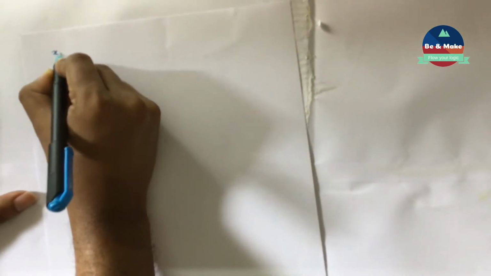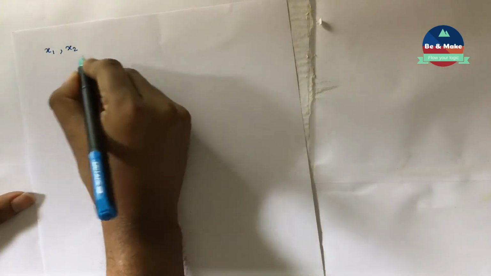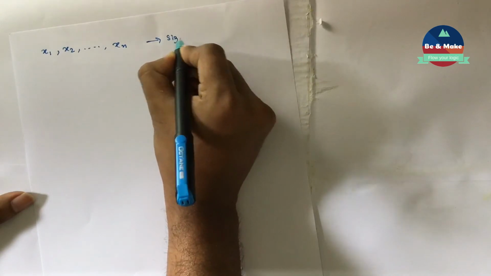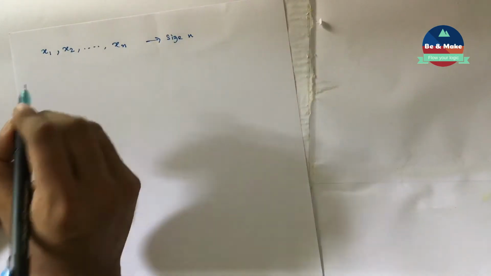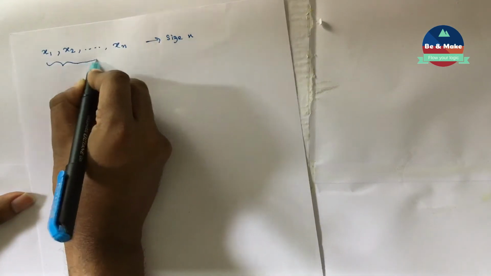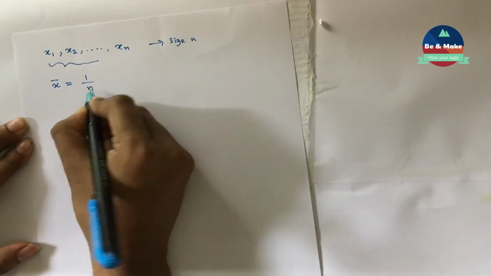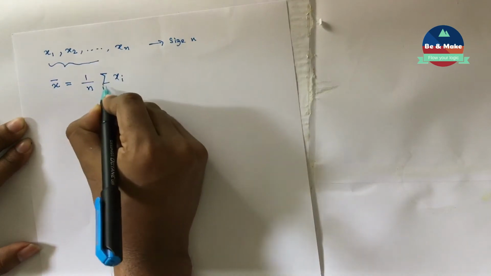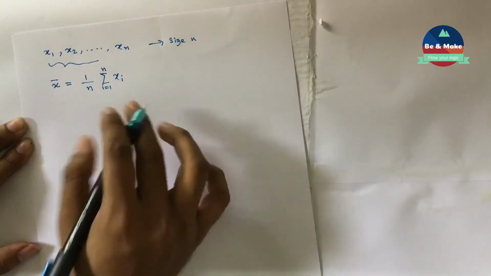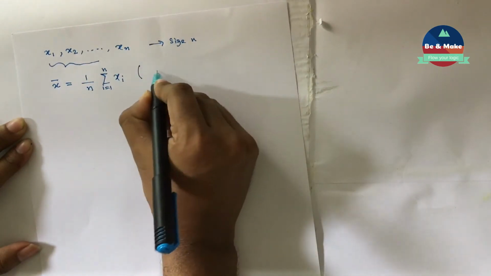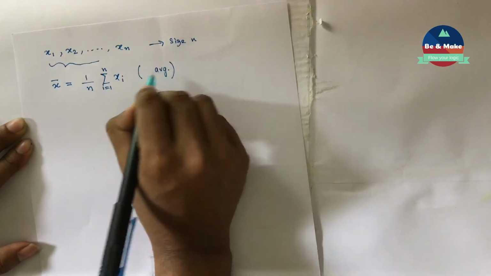Say you have a sample of size n: x1, x2, up to xn. Then the mean of that sample is defined as x bar equals 1 by n times the summation of xi, i equals 1 to n. Pretty simple, it is the average of all those samples xi you have. So this is nothing but the average.